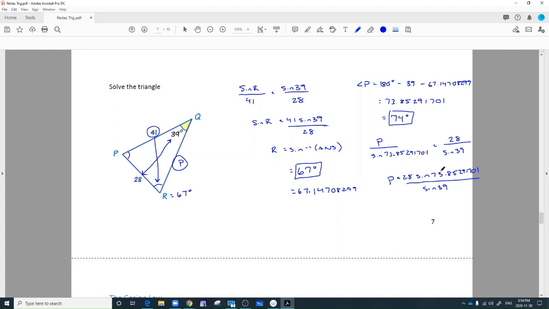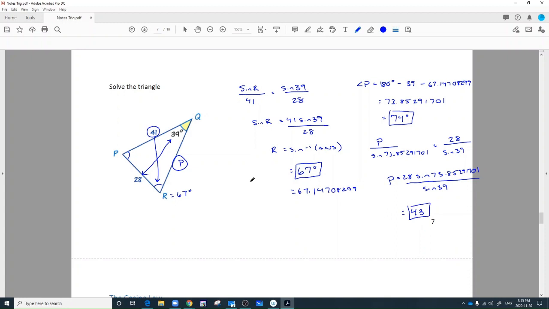So I'm going to hit 28 times. Now I'm going to type sine of, I still have that answer on my calculator, so I'm going to hit sine of the answer equals, and then I'm going to divide that by the sine of 39. And so this one, again, I'm going to assume that I'm rounding to the nearest whole number because it's the only thing it said above, and I'm going to get 42.7, so I'm going to say 43. So that's my final answer.